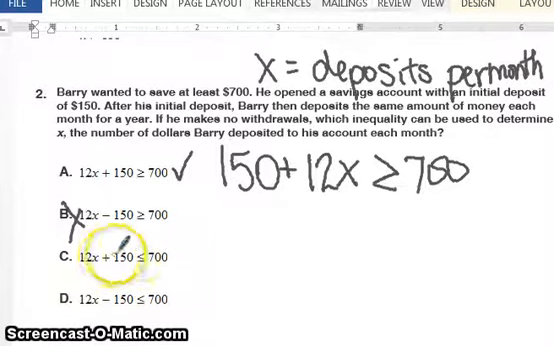12x plus 150. This is saying however much he has in his account is going to be less than 700. We know he wants 700 or more, so this one has the inequality symbol facing the wrong direction. And this one is out for both of those reasons. It's subtracting when he deposited and added, so that's not it. And it also has this inequality symbol facing the wrong direction.